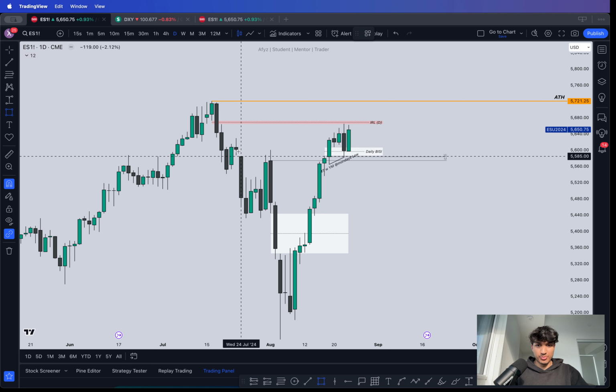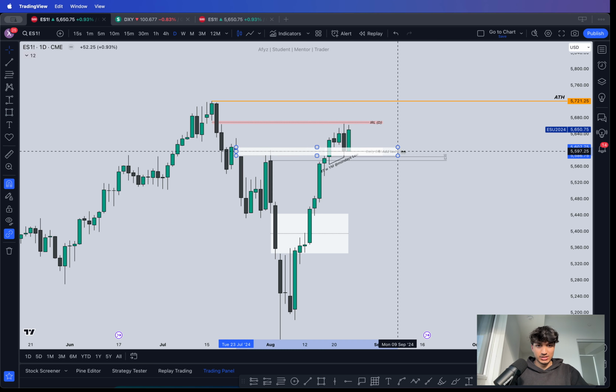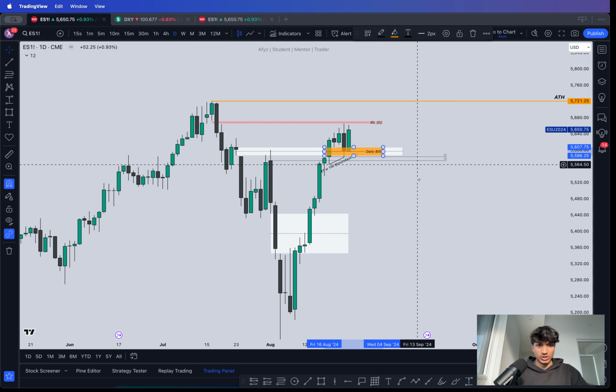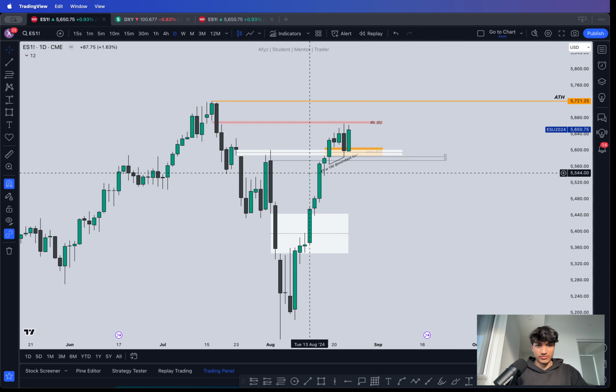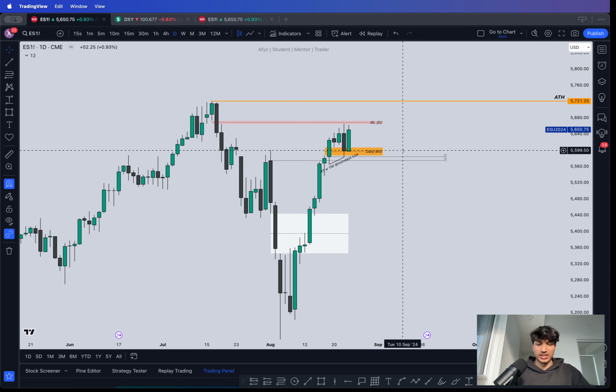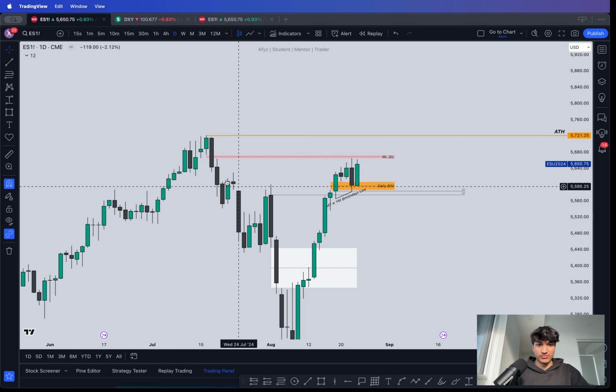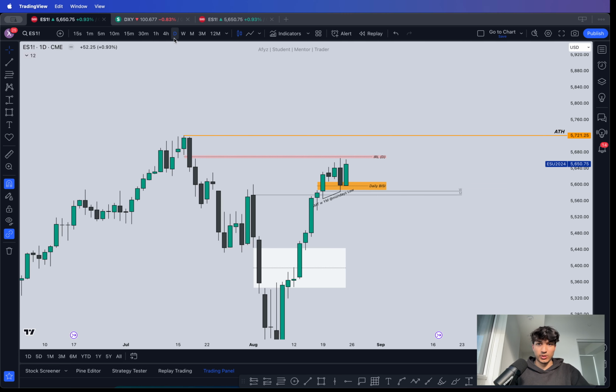And we've actually repriced a daily BISI overlapping it. If you can notice, if I make this a different color, we have this daily fair value gap that's actually been repriced over this volume imbalance, which is a very bullish indication of order flow as we've inverted this volume imbalance and are now using it as support. So I look to frame a trade on the S&P.